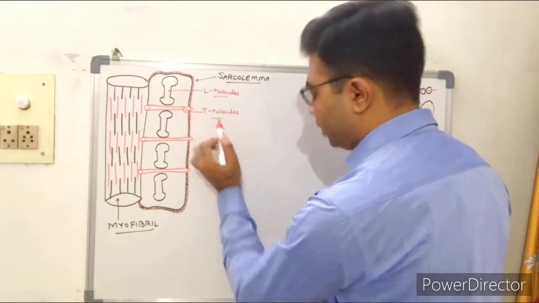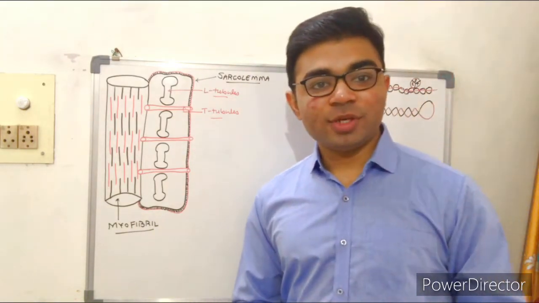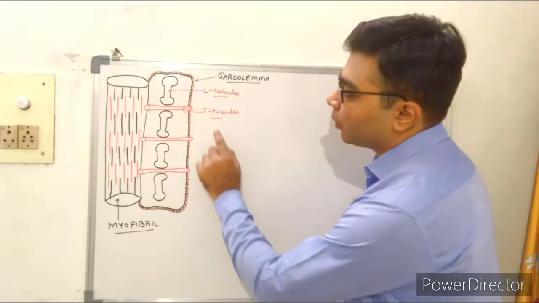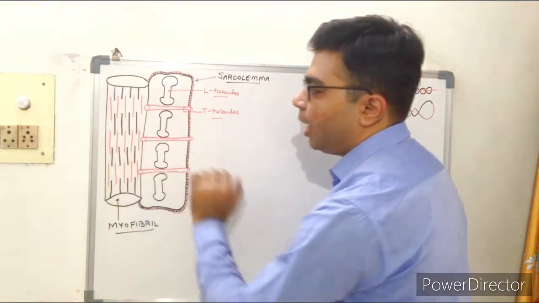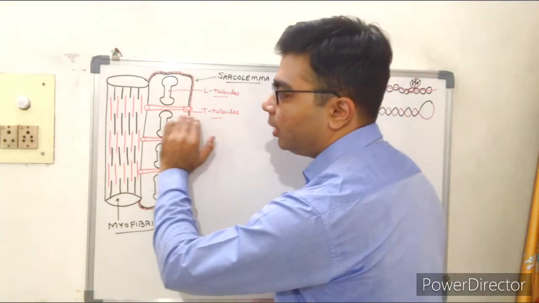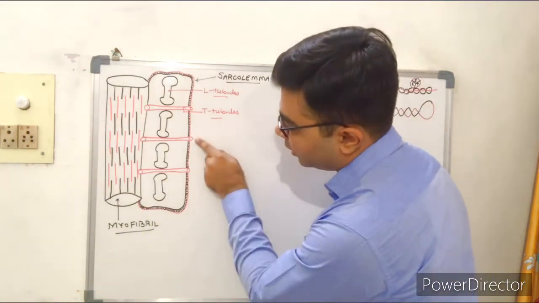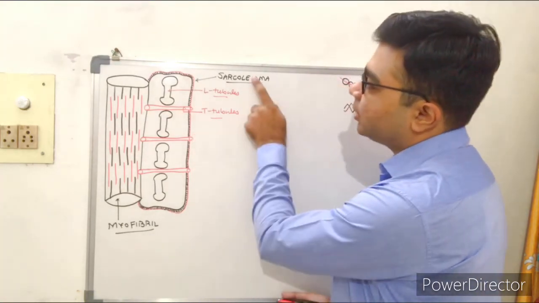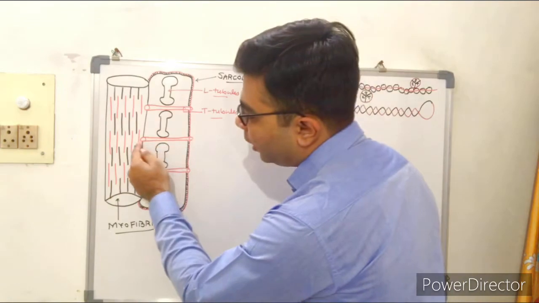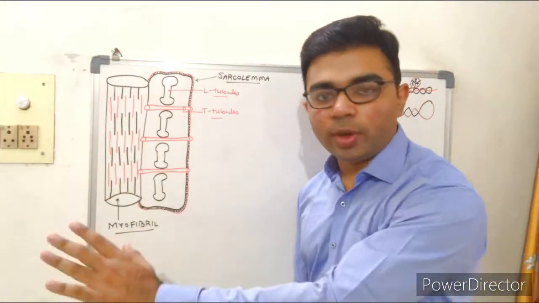I have explained this thing in my previous video. Now, for the revision purpose, let me explain this again, that these are the T-tubules as they are transverse and they are penetrating inside the muscle. So, one end of the tubule, as you can see in this diagram, is opening in the sarcolemma and the other end inside this myofibril. So, it is penetrating through and through.